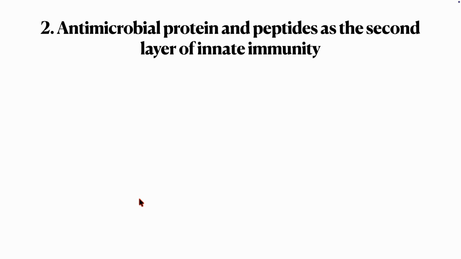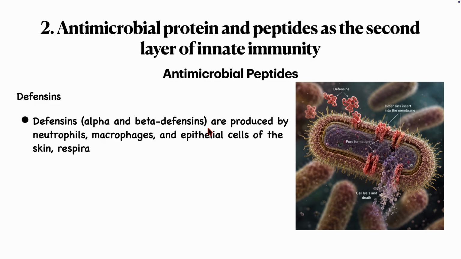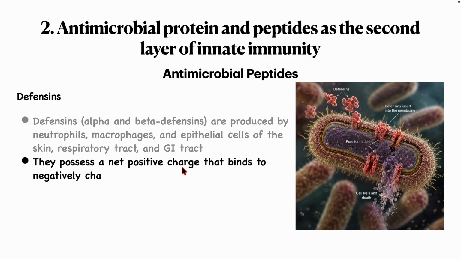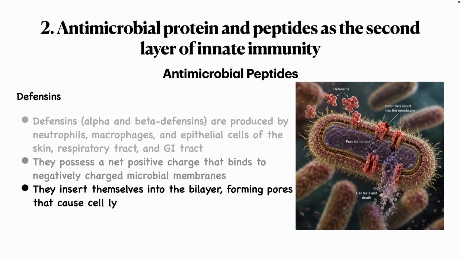There are three major antimicrobial peptides that you should know. First, defensins. Defensins include alpha and beta defensins, and they are produced by neutrophils, macrophages, and epithelial cells of the skin, respiratory tract, and GI tract. They possess a net positive charge that binds to negatively charged microbial membranes. They insert themselves into the bilayer, forming pores that cause cell lysis and death of microbes.